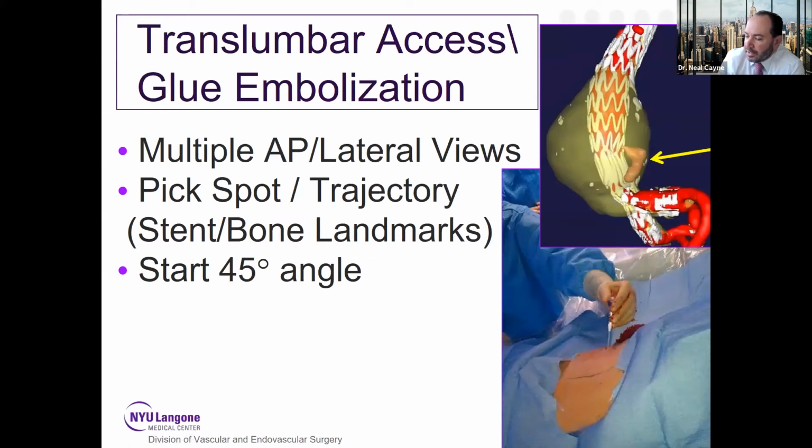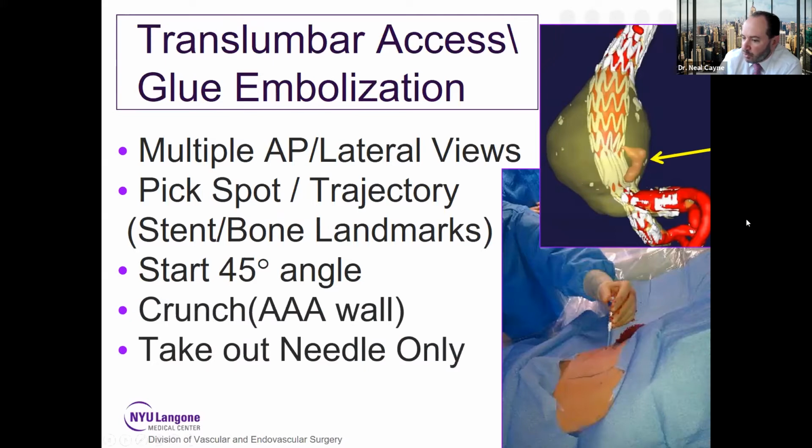You use multiple anterior, posterior, and lateral views. You pick a spot or trajectory based on the landmarks of the graft, although this is much simplified with the Siemens iGuide software, which I will show you in a bit. You start at about a 45-degree angle. Sometimes you hit the spine, and then you direct the needle a little anterior. You eventually will feel a crunch when you go through the aneurysm sac wall. You take out the needle only, and hopefully you will get blood flow back.